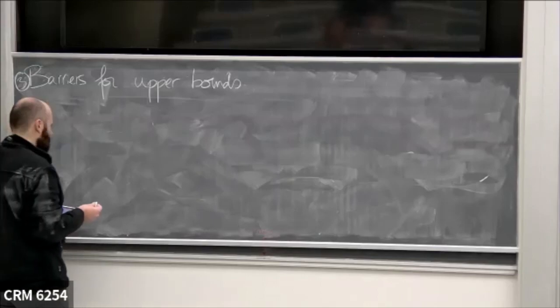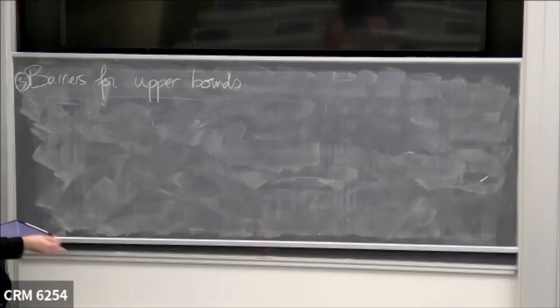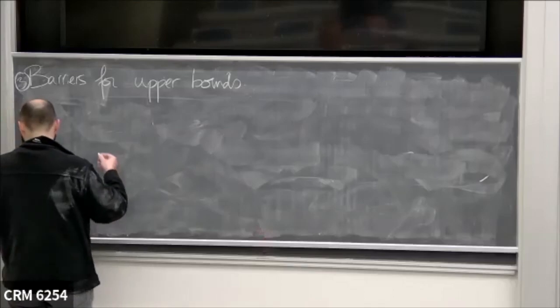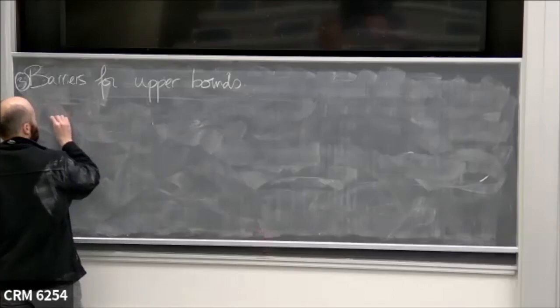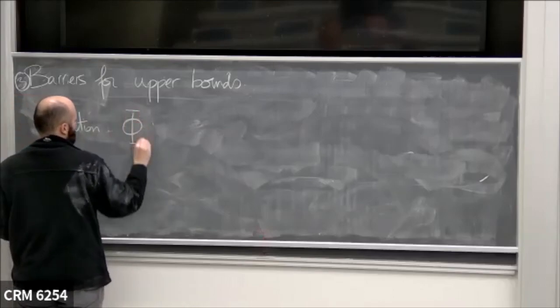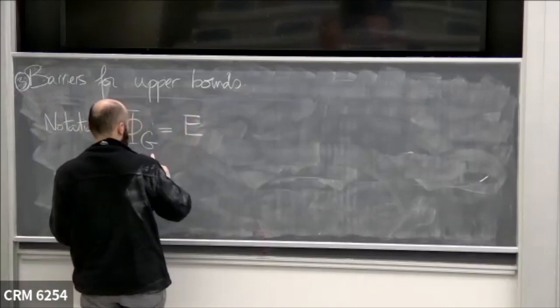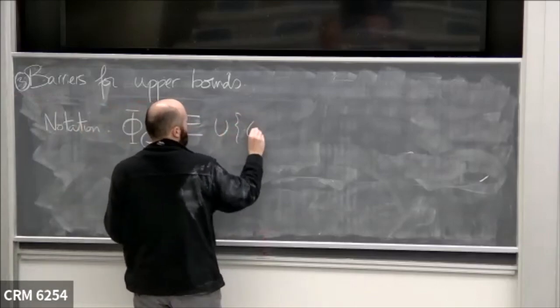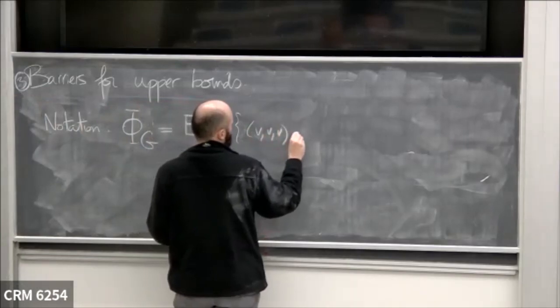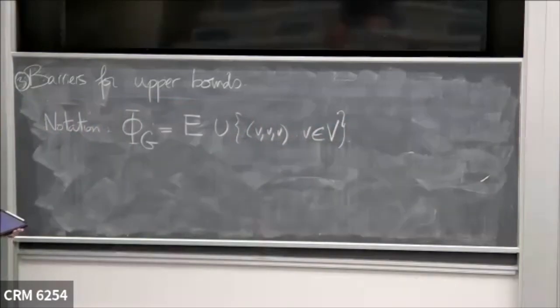Yes, so for that, it will be useful, in this case, to consider the full support of the tensor, including the diagonal elements. I'll just use a notation. Let's call it phi G. This is just the edge set of G union with the diagonal elements, V or V. Again, this is the support of the adjacency tensor.